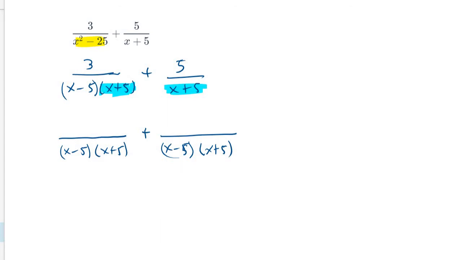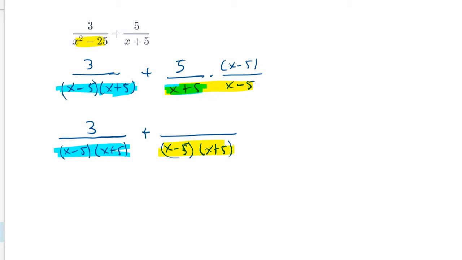Okay, so we've matched them like that, and then we're now going to look at how we can even them out. So we already have x minus 5, x plus 5 over there, which is the same thing we have down here. So we don't need to do anything on the left side. So just keep the 3 there. However, the right side is missing the x minus 5. So we need to multiply both the numerator and the denominator by x minus 5 so that they will be matching. So, okay, they are matching now.